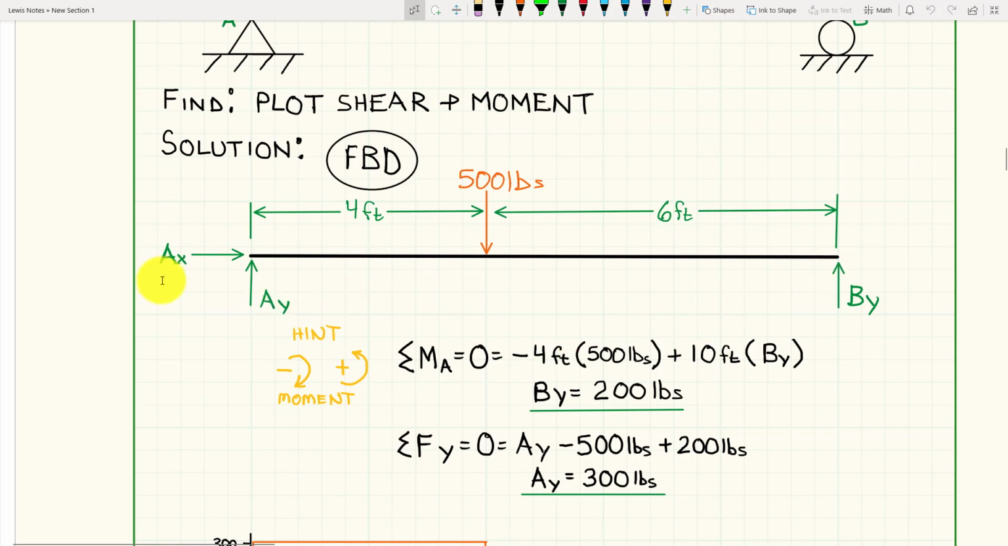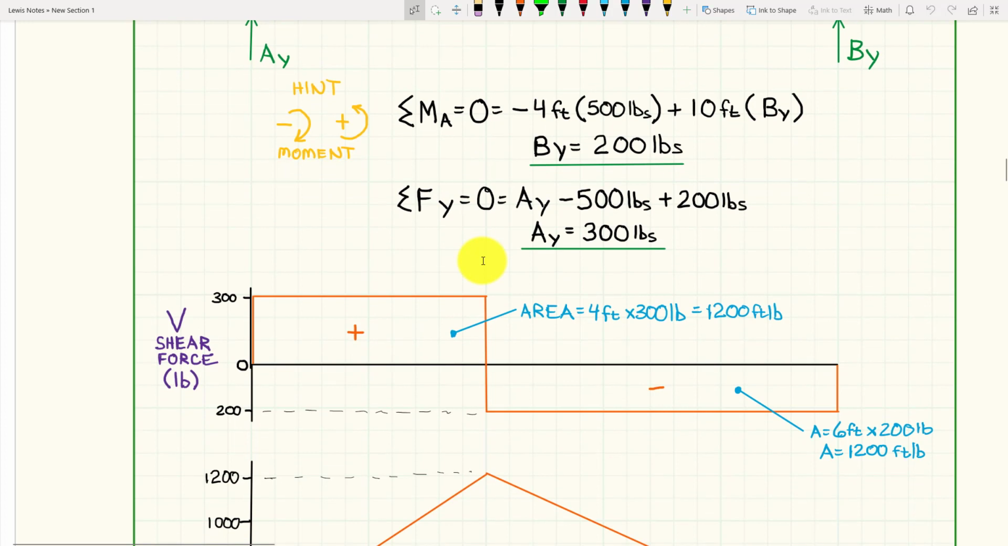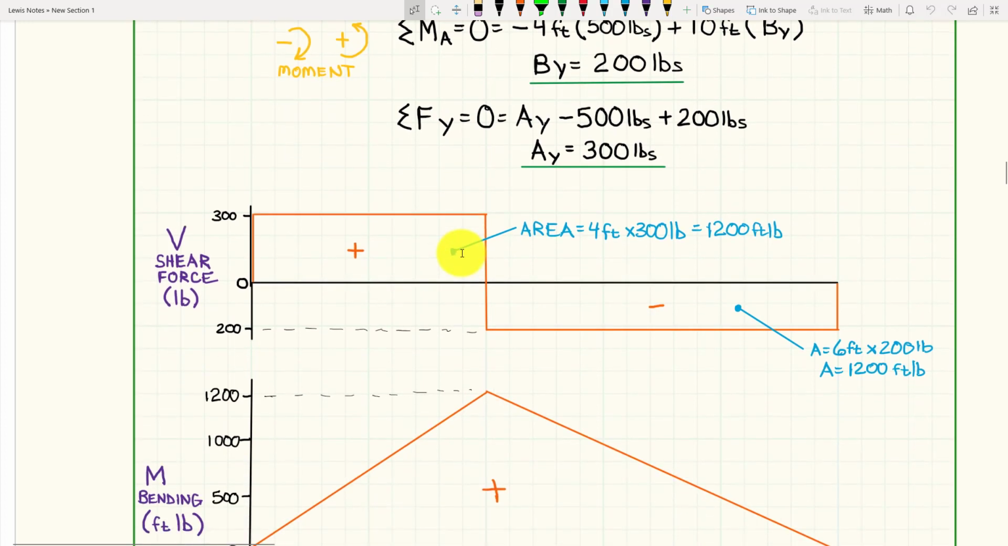Now that I know By, I can solve the sum of the forces in Y, come in here and plug all those things in and solve for that. I now know the reaction forces of this beam. Now, if you notice, I'm using a ruler and using the grids on my engineering paper. And if it helps, use color. I like color because it helps me explain this to you.